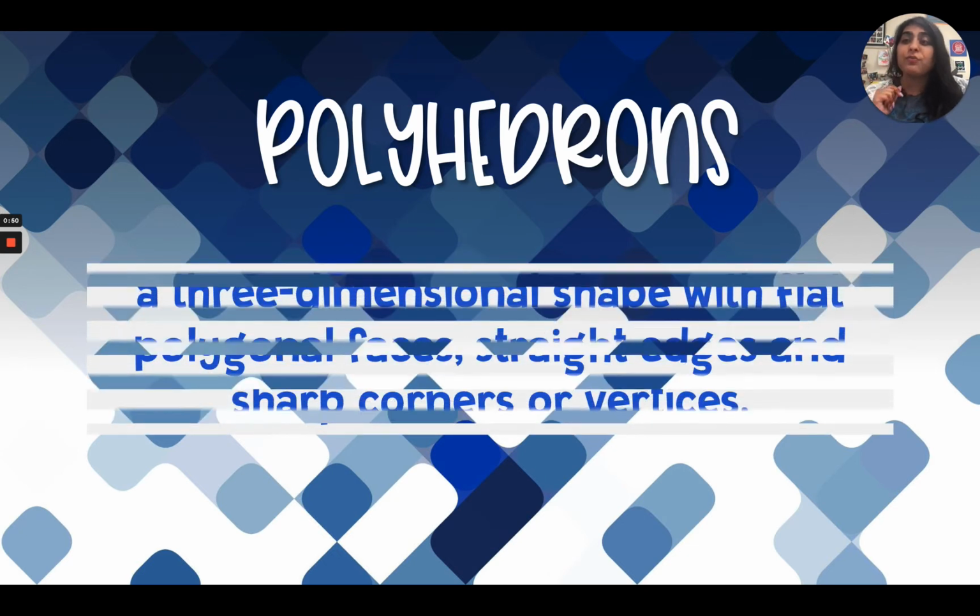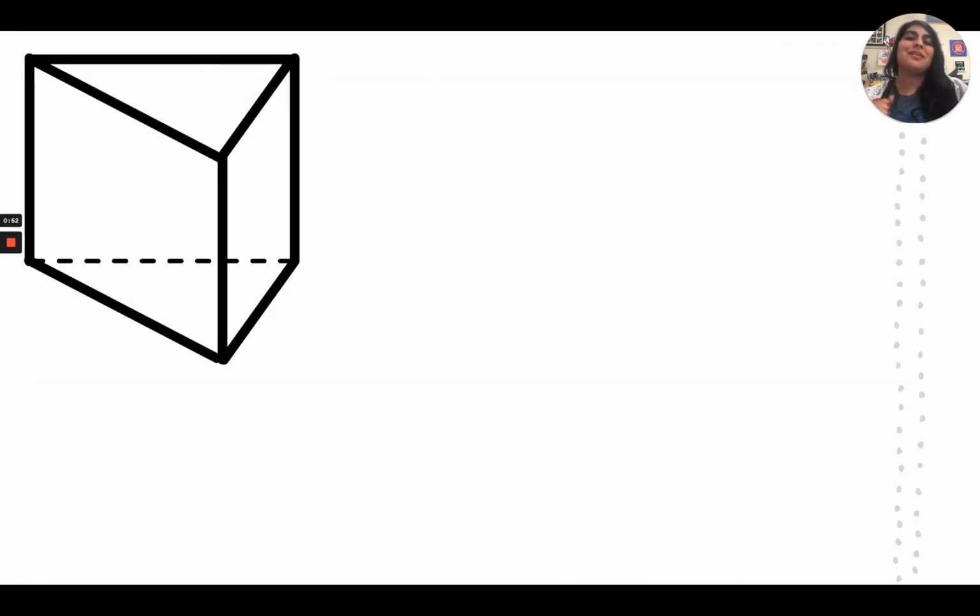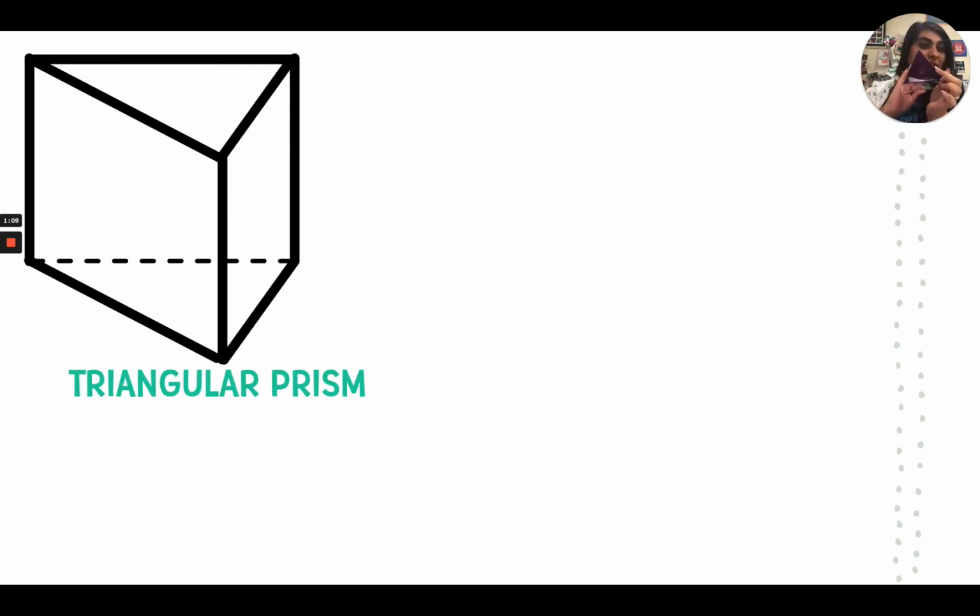So your first shape looks like this. In fact, the same thing that I've had in my hand. This is the base of it. And it's got three different faces and the same base on the other side. This is going to be called a triangular prism. Triangle as the base and the prism because it prisms up.